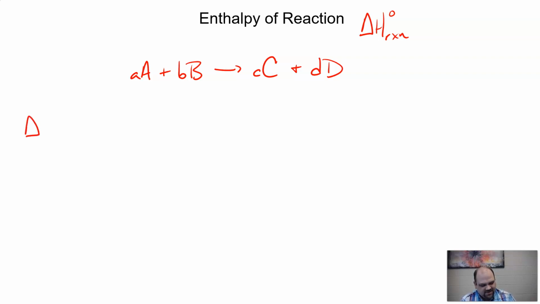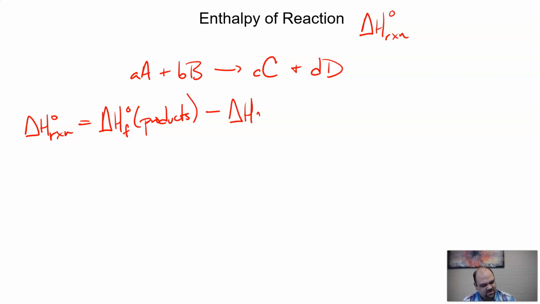In order to find delta H for this reaction, we have to take all the energy that's given off or absorbed by the products and subtract all the energy that was given off or absorbed by the reactants. And so that looks something like this. Well, generally speaking, that would be delta H of formation for the products minus delta H of formation for the reactants.